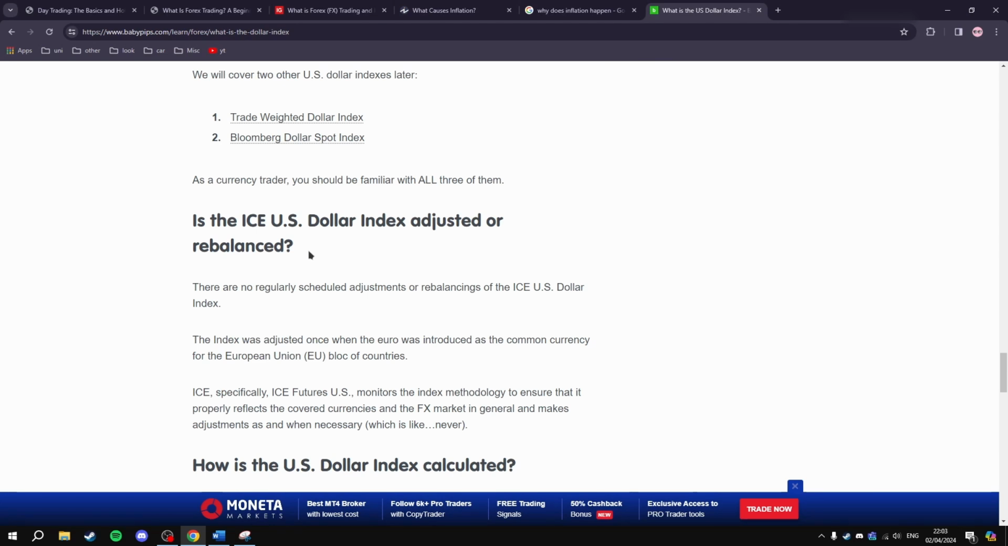There are no regularly scheduled adjustments or rebalancings of the US dollar index. The index was adjusted once when the euro was introduced as a common currency for the European Union bloc of countries. ICE, specifically ICE Futures US, monitors the index methodology to ensure that it properly reflects the covered currencies and the FX market in general, and makes adjustments as and when necessary, which is like never. Right, okay.